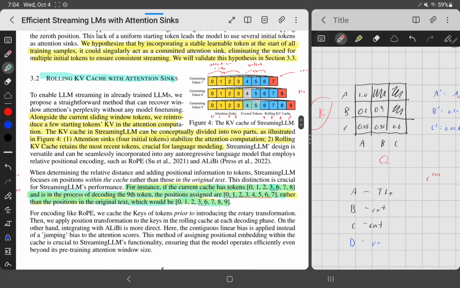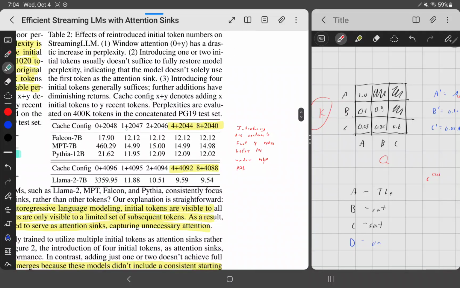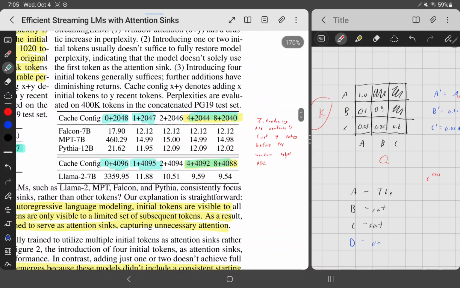Yeah, so that's the solution, and the solution works pretty well. If we go here, we can see that adding 0 tokens, this is normal inference with the sliding window, does garbage. Adding only 1 token of information, so only keeping 1 of the tokens, it does way better. It's not even close. And they show that adding 4 tokens pretty much does as well as it can possibly do. Adding 8 does a little bit better, but you don't really need it. So adding 4 tokens is sufficient to get really good perplexity.